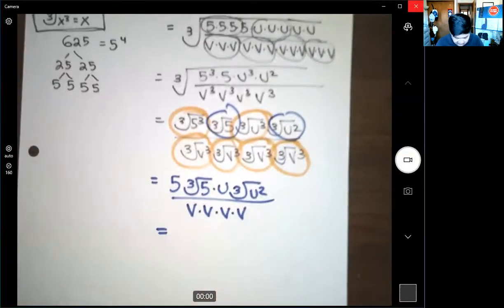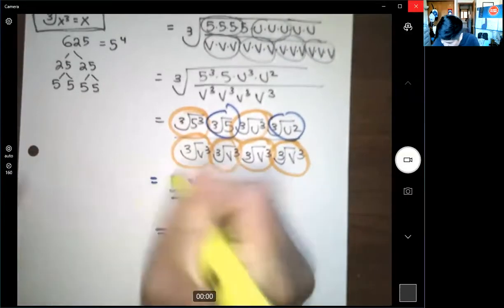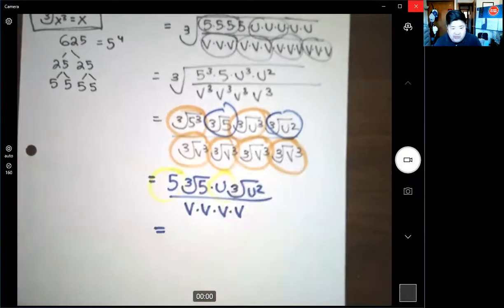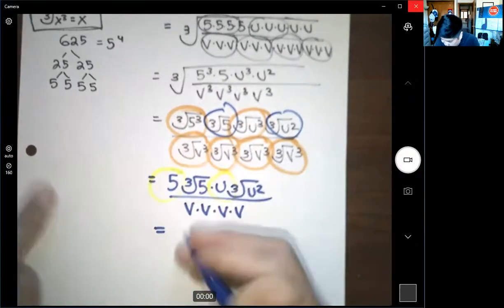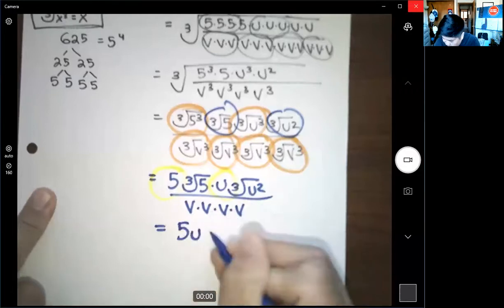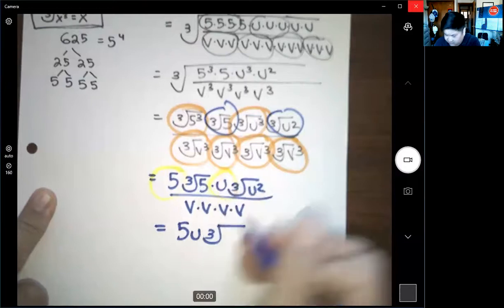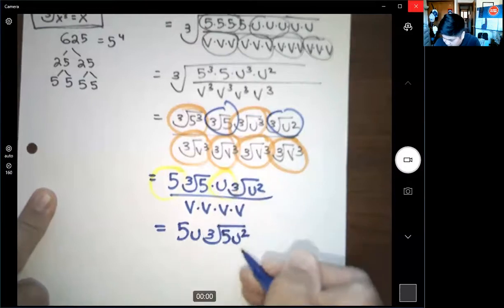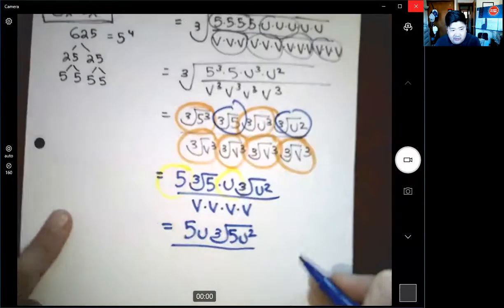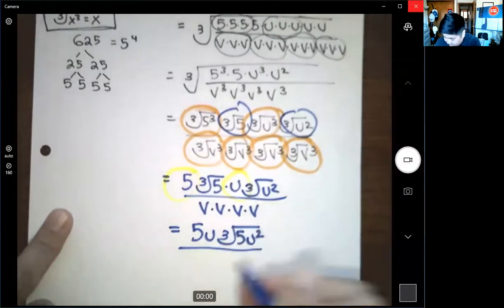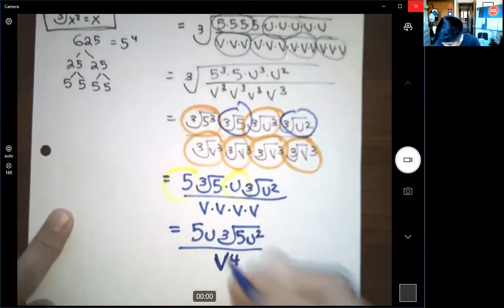So let's rearrange this a little bit. I'll rewrite the 5 and the u out in front here, so 5u, and then I have cube root of, and I'll just multiply the 5 and the u squared together under the cube root. That's fine. And then in the denominator I have v times v times v times v, v to the 4th. And that's it.